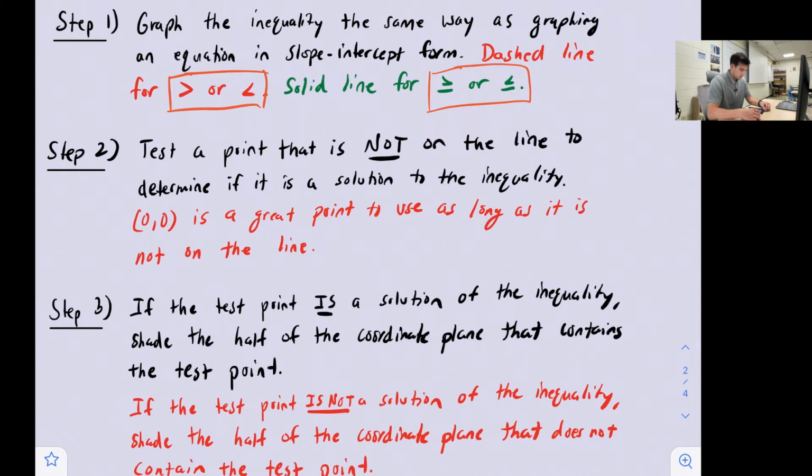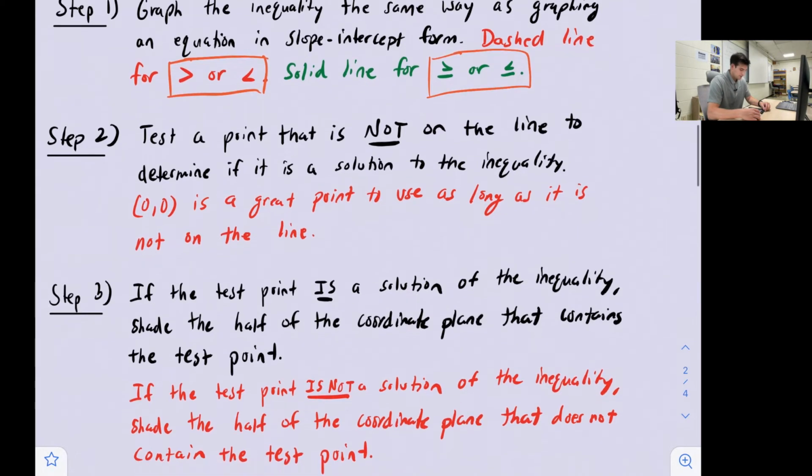Now we plug the test point into our inequality. If the test point is a solution of the inequality, then we shade the half of the coordinate plane that contains the test point. It could be to the right of the line, to the left, above or below, depending on what your line looks like. If the test point is not a solution, you don't have to find another test point; you just shade the other side, the half of the coordinate plane that does not contain the test point.